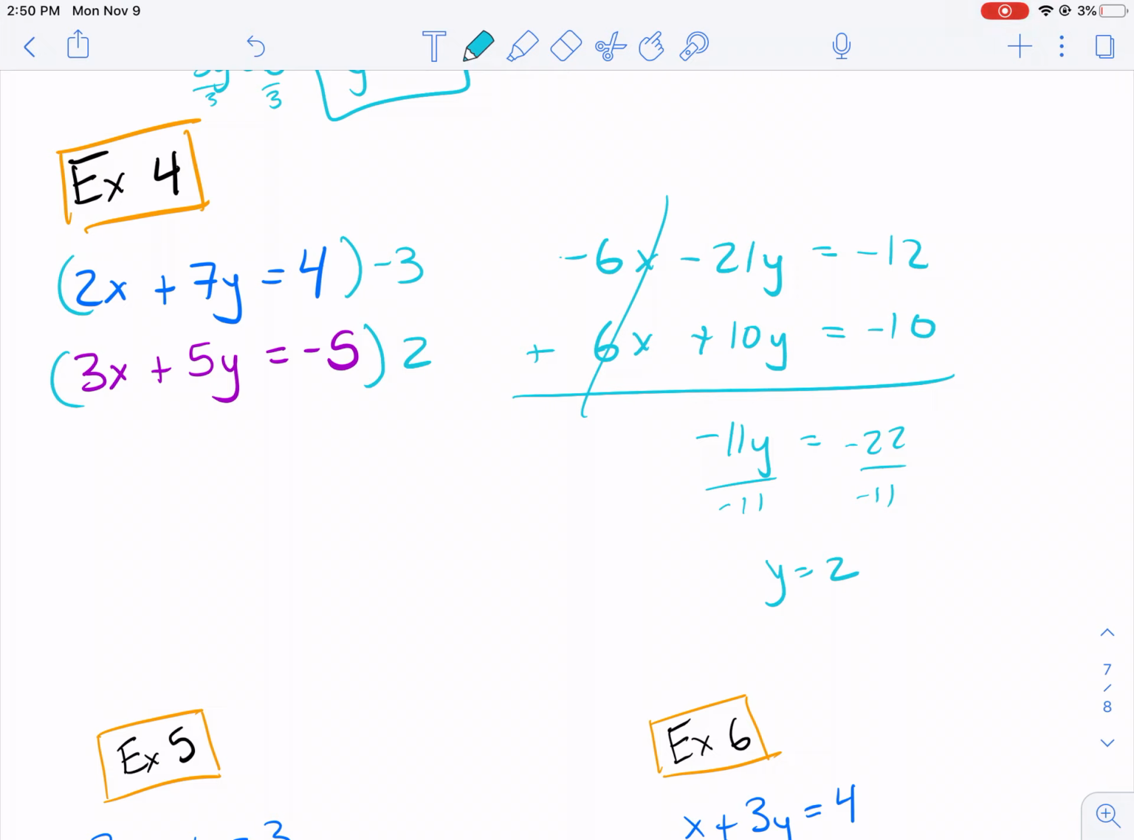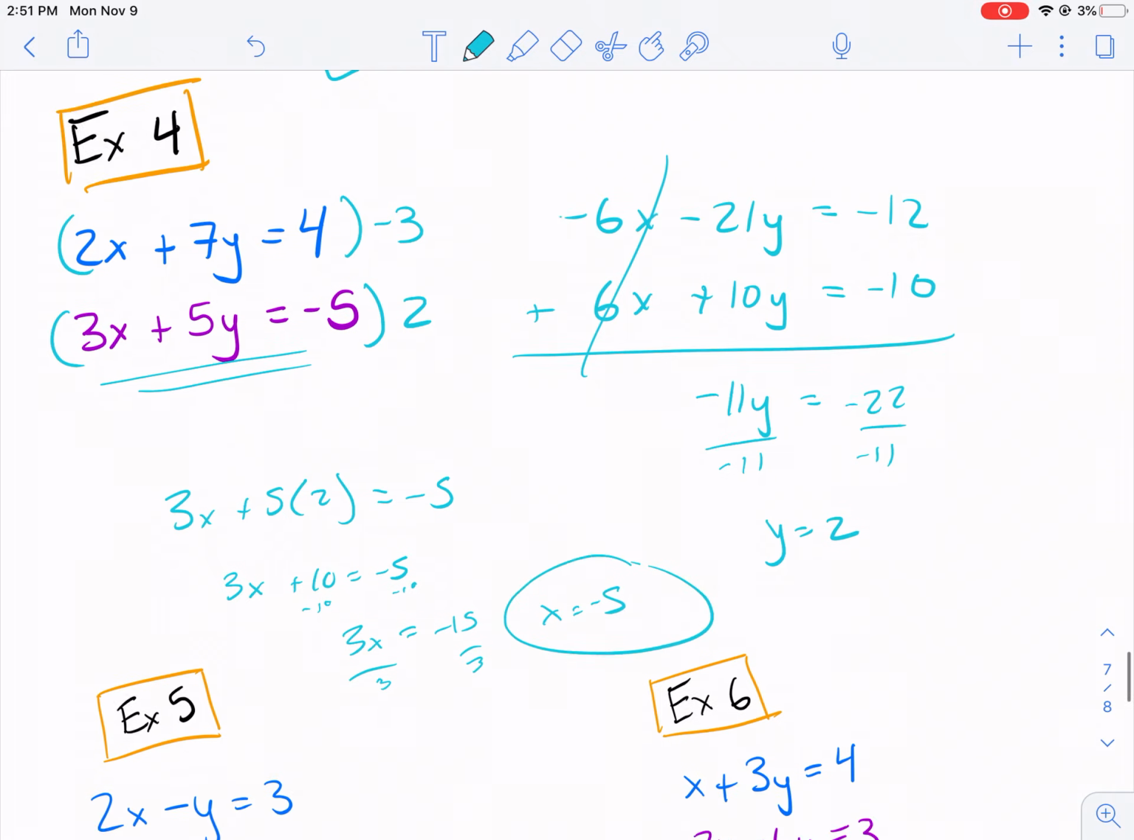Once I'm done with that, I'm going to plug it into either one. I'm going to choose the original purple one. I don't have to choose one of these new ones. I can choose the purple if I want. So I'm going to do 3x plus 5 times 2 equals negative 5. 3x plus 10 equals negative 5. I get 3x equals negative 15. Divide by 3. X equals negative 5. Done.